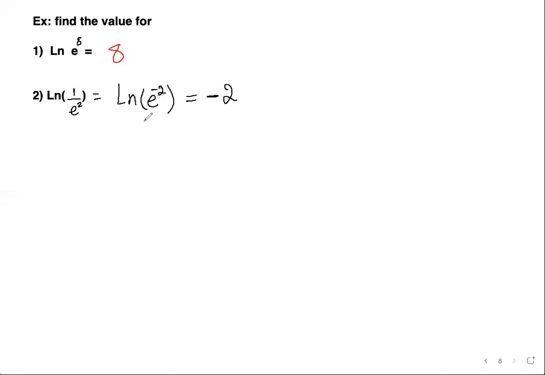Okay? Any question? Okay, this is what you should know about this section. By this example, we finish this section.